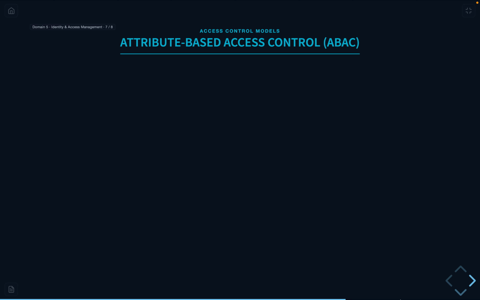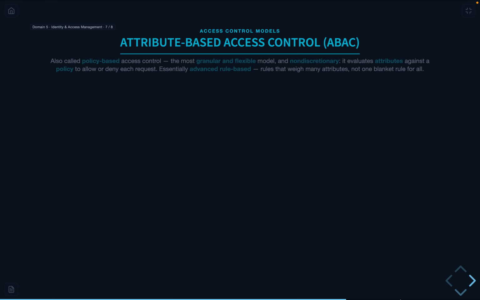This is the sixth video in the video series covering access control models, and in this video I will discuss the attribute based access control model, or ABAC. It is also called the policy based access control model, and it is a very granular and flexible model. It is a non-discretionary model, which means that it is not up to the discretion of the owner of the object to decide access permissions for an object which he owns.